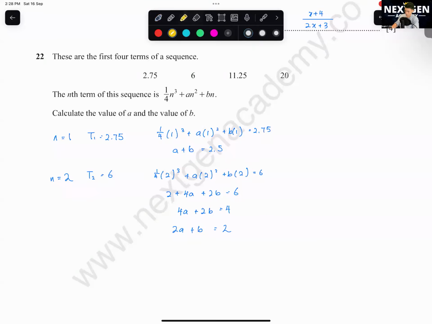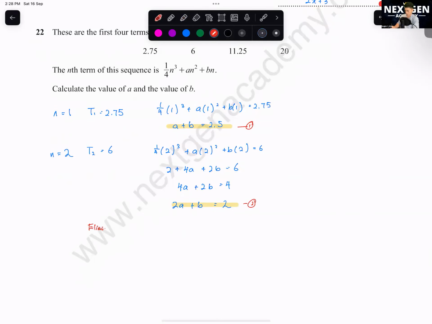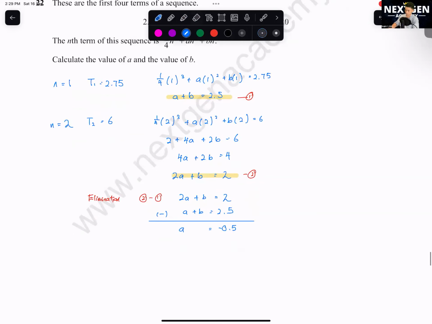Okay, so I got these two equations right now. a plus b equals 2.5, equation 1, and 2a plus b equals 2, equation 2. They have the same common b term, so I will use elimination here. I'll take equation 2 minus equation 1. 2a minus a will become a. 2 minus 2.5, I'll get negative 0.5. This will be my answer.